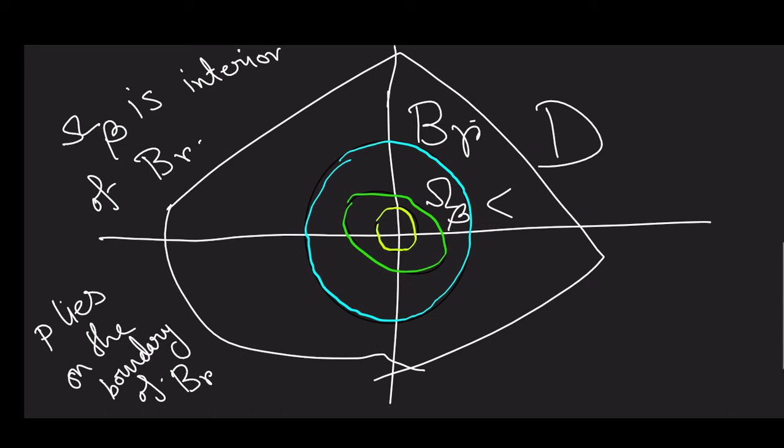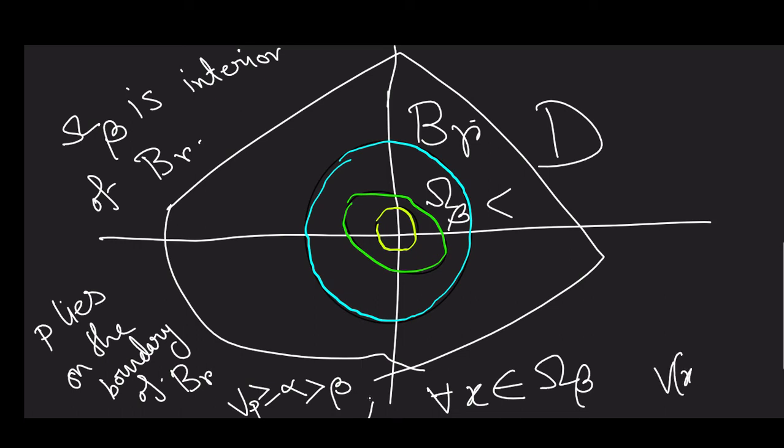At this point, what you will have is Vp greater than or equal to alpha, greater than beta. But if you recall, for all x belonging to omega b, this region, Vx is less than or equal to beta. So there is a contradiction. Now hopefully you do not understand the contradiction.